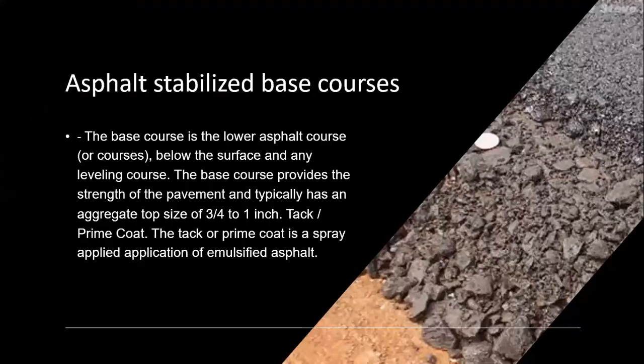Next is the asphalt stabilized base courses. Now, the base course is the lower asphalt course or the courses below the surface and any leveling course. The base course provides the strength of the pavement and typically has an aggregate top size of 3/4 to 1 inch. Tack or prime coat. The tack or prime coat is a spray applied application of emulsified asphalt.